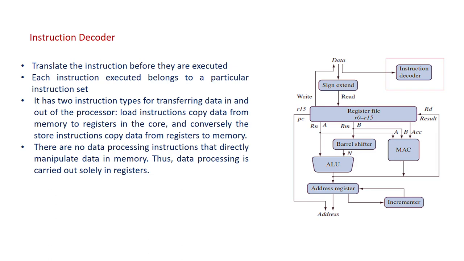The first block is the instruction decoder. This instruction decoder translates the instructions before they are executed. Each instruction executed belongs to a particular instruction set. It has two instruction types for transferring data in and out of the processor. First is the load instruction, which copies data from memory to register, and conversely the second is the store instruction, which copies data from register to memory. There are no data processing instructions that directly manipulate memory. Thus data processing is carried out solely in the registers.